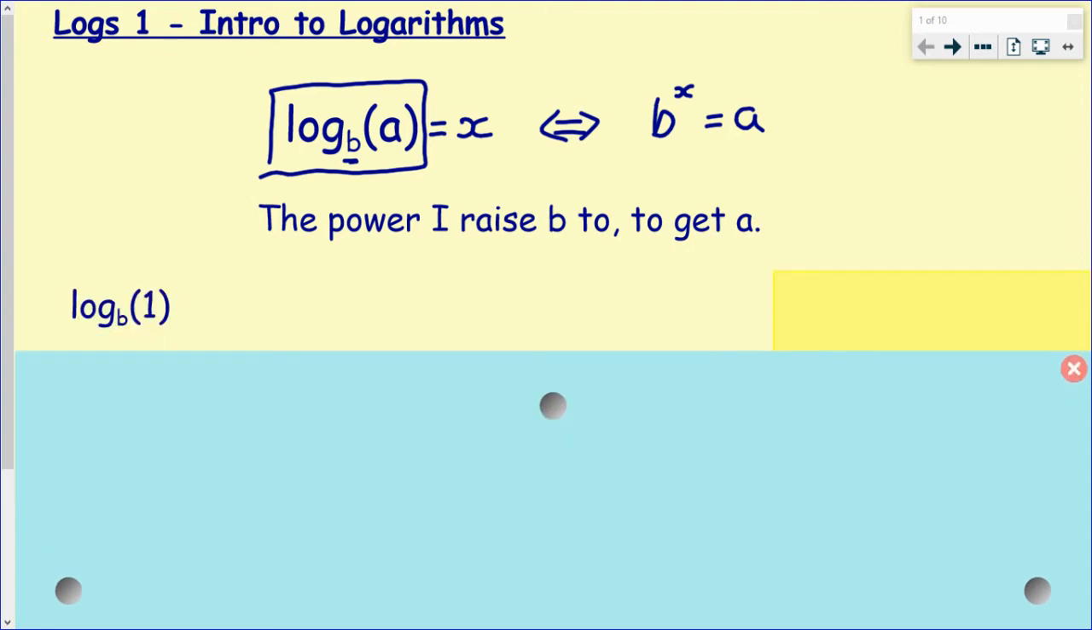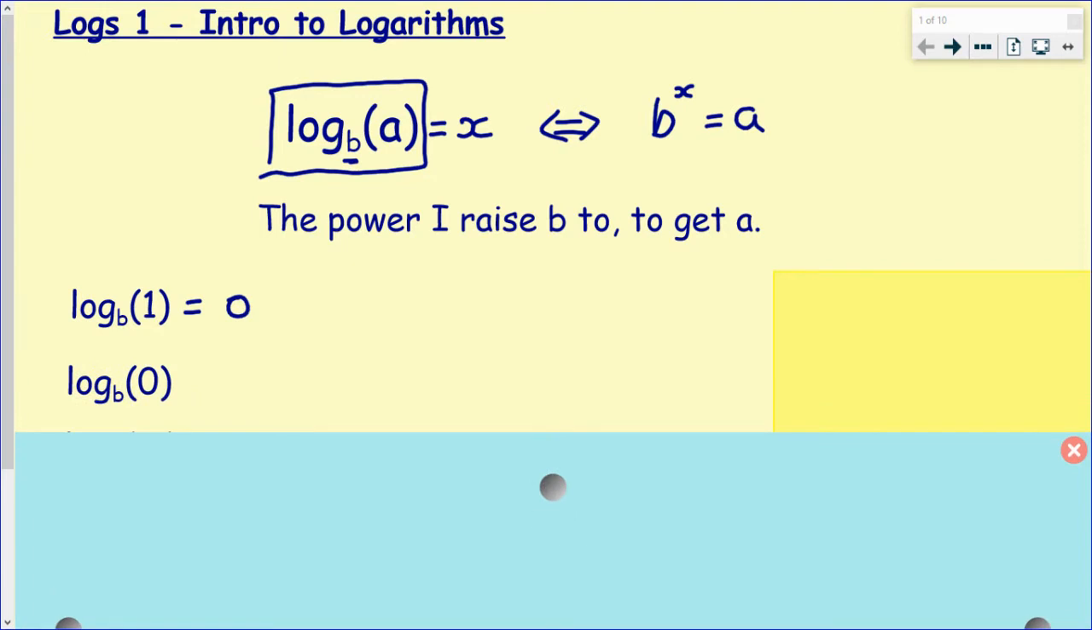So log b of 1. What power do I need to raise b to get 1? Well, anything to the power 0 is 1. So log b of 1 is 0.